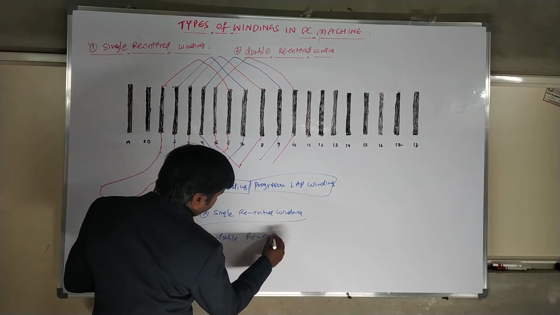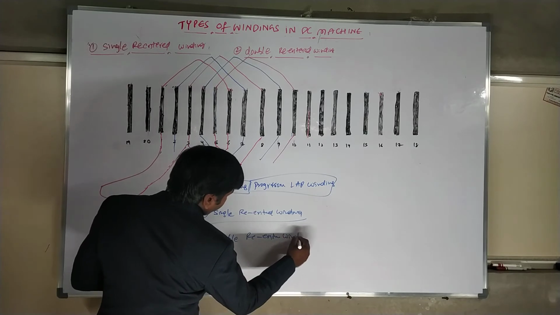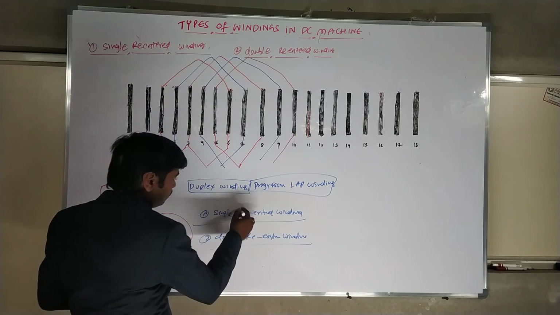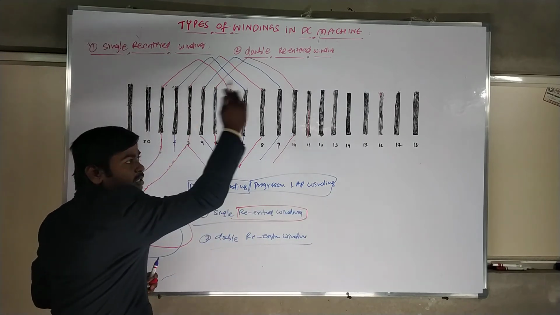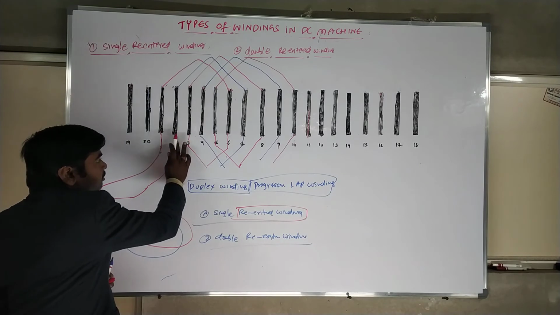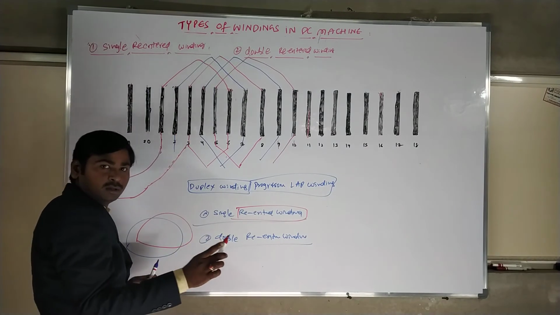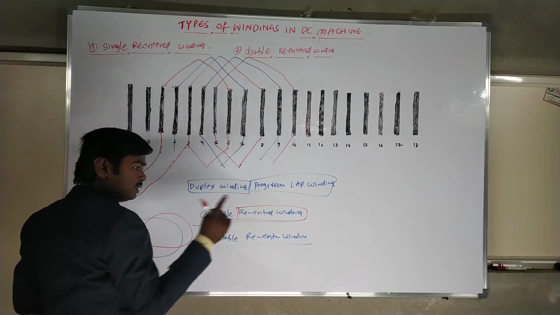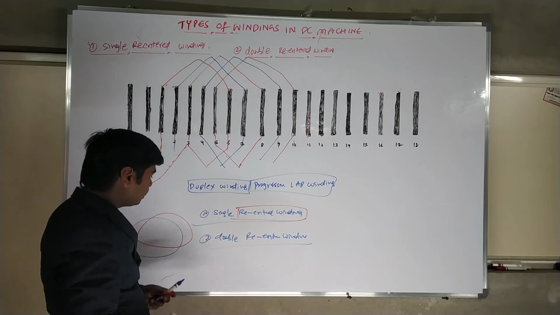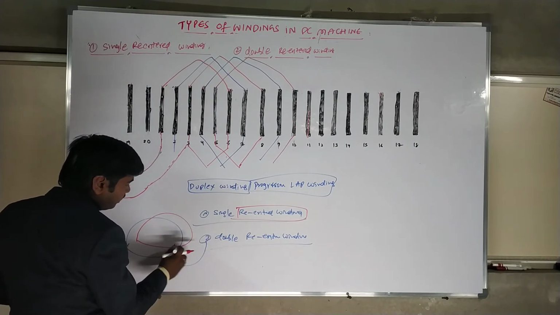Doubly re-entered winding. The term re-entered winding indicates that the ending keeps coming over here. If it is singly re-entered, it means only a single winding, a single bunch of winding, connecting a second thing here. This comes under a doubly re-entered winding example.